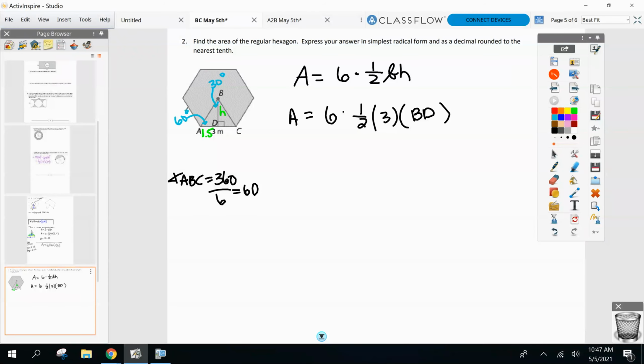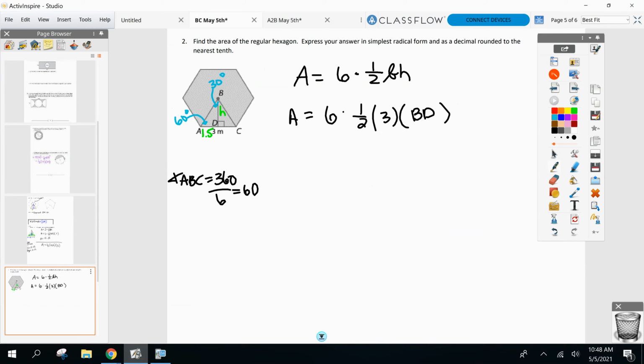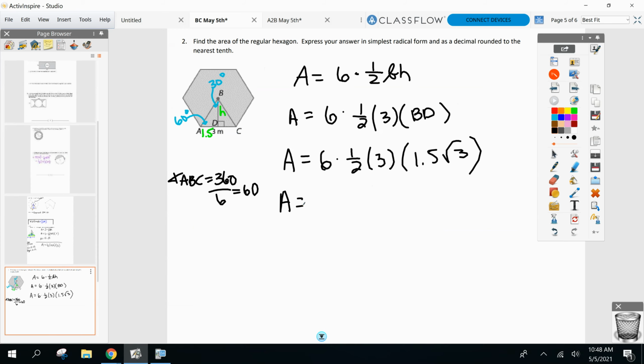Could somebody help me find the height now? Owen, help me find the height. The height's 1.5 radical 3. Good. What Owen is doing, he's taking the shorter leg times radical 3. So 1.5 was the shorter leg times radical 3. Good job, Owen. Two different ways I want your answer here. Simplest radical form first. So everyone put the radical 3 in your answer.